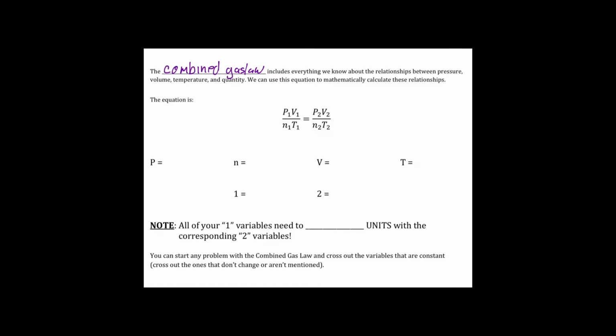And the combined gas law includes everything we know about the relationships between pressure, volume, temperature, and quantity. And this here is the main equation that we're going to be talking about. Now, keep in mind the variables for this.